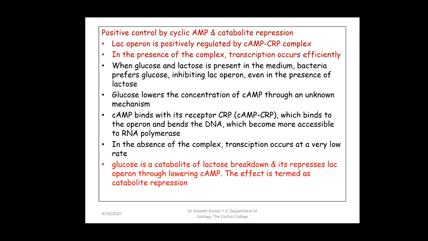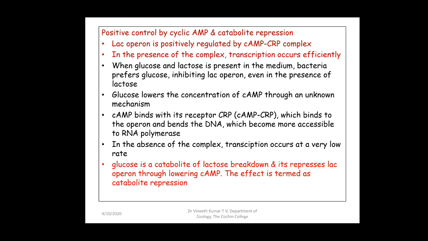So how is the lac operon inhibited in the presence of lactose? This is what is called the glucose effect. The glucose effect is nothing but this: whenever glucose is present inside the bacterial cell together with lactose, glucose lowers the amount of cAMP. How glucose lowers the amount of cAMP is still unknown, but it was found that when glucose is given to the bacterial cell in addition to lactose, the concentration of cAMP inside the cell reduces drastically.